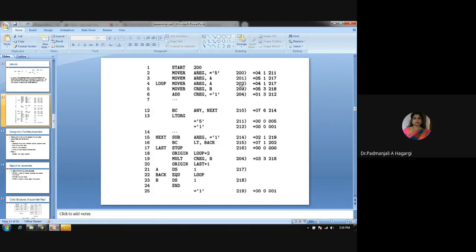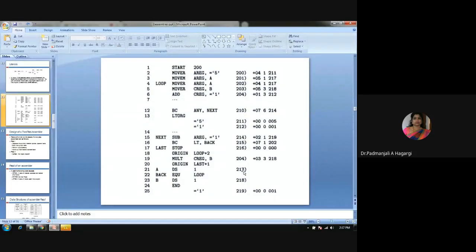Loop is found to be at 202. Therefore, wherever back is there, the address of loop will be used. Therefore, here 202 was used at this condition. Now, in the second pass, all of these will be checked. Once the forward reference is rectified, we'll come to know what is the address location of identifiers.